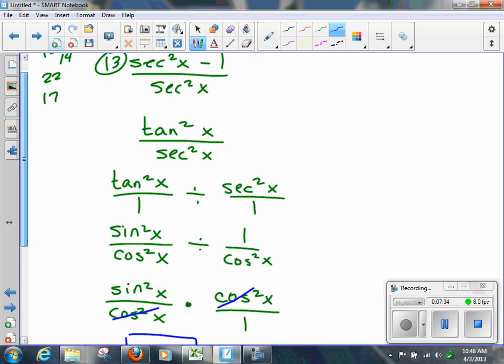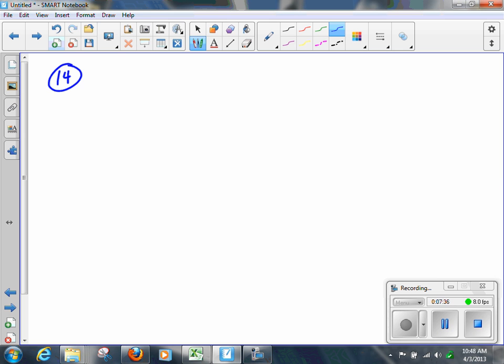All right, now 14. I told first block I'm going to do 14, 17, 22. I'm going to do them 3 times today. I know I'll do these 3 every class. 14: secant x minus cosine x over tangent x. Folks, when I see a fraction, what do I always think?